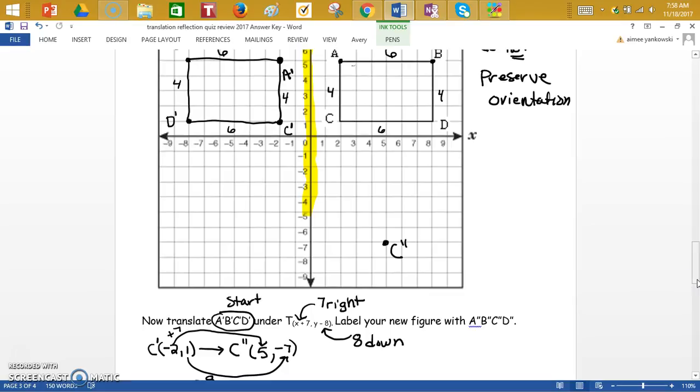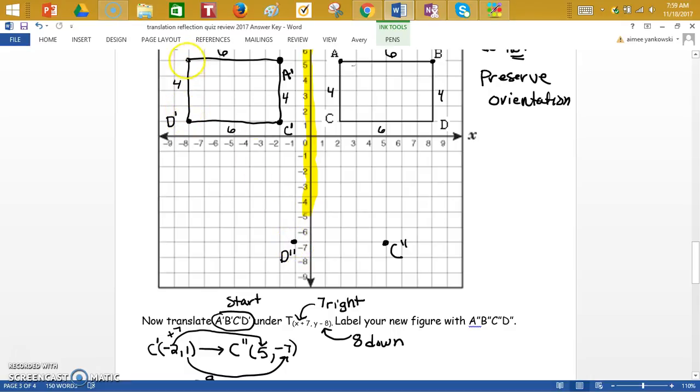All right, let's move the rest of those points. Really, once I have a point, I don't even have to move an additional point if I don't want to, because I know from C prime to D prime, it's 6 over. 1, 2, 3, 4, 5, 6 over. So I'm guaranteed D double prime is going to end right here. We can check that. 7 to the right, 8 down. 1, 2, 3, 4, 5, 6, 7 to the right. 1, 2, 3, 4, 5, 6, 7, 8 down. Oh yeah, there's D double prime.